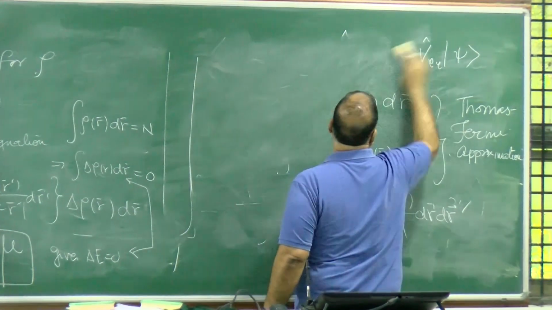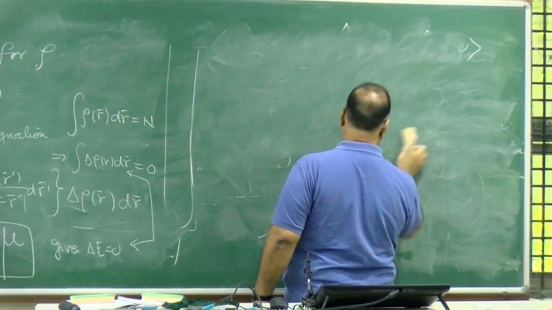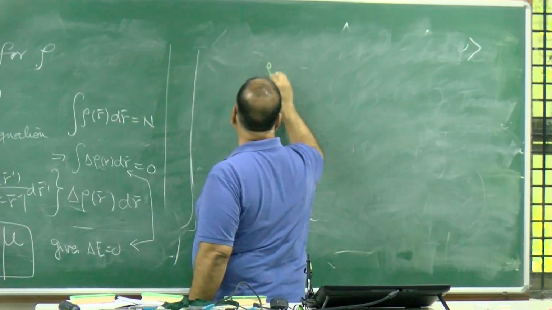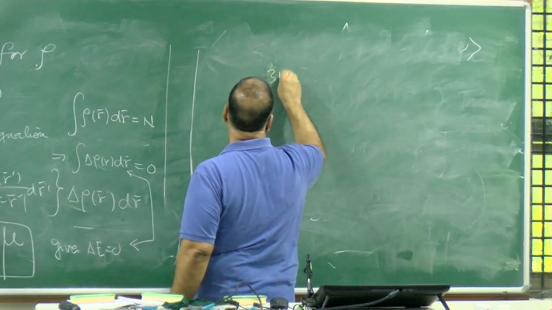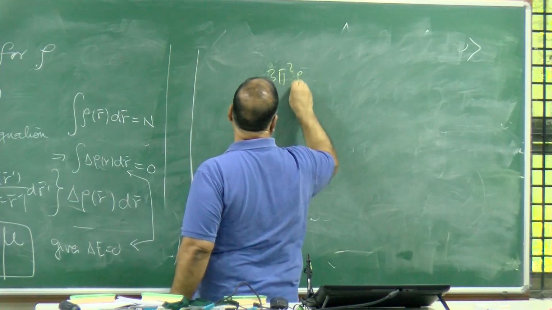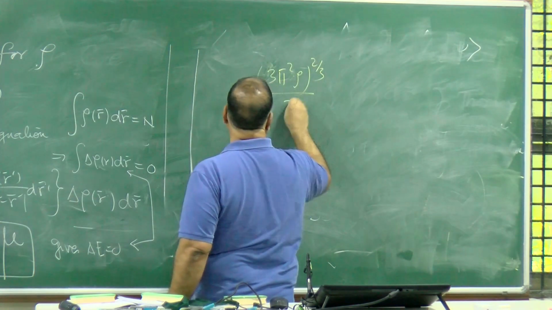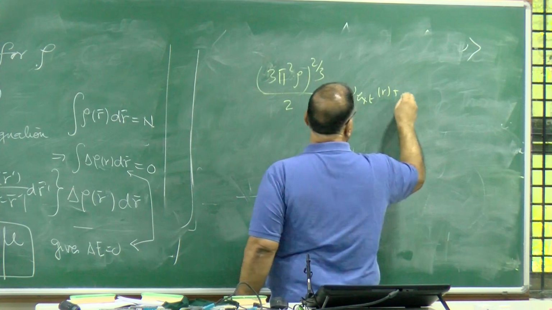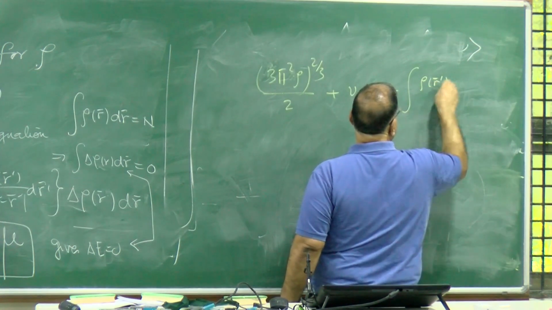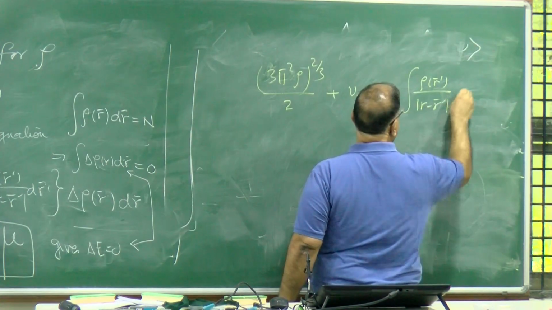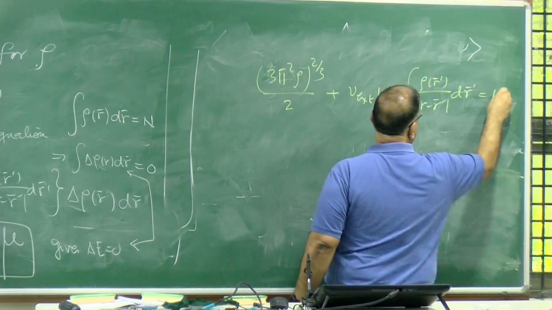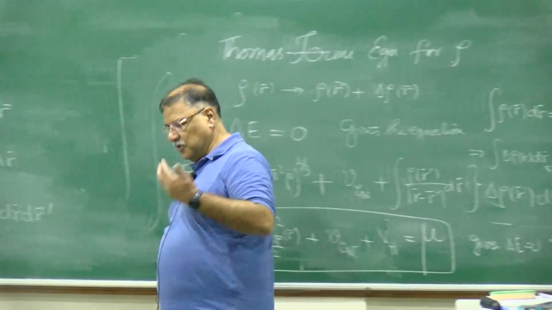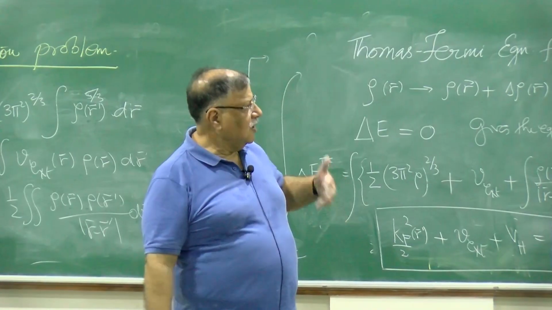Again, self-consistently, because potential depends on rho. So when you solve this, this is like rho raised to 3 pi square two plus V external R plus integration rho R prime over R minus R prime dr prime equals mu. So either you can take an approximate rho and do it self-consistently, or there are other ways of solving it.